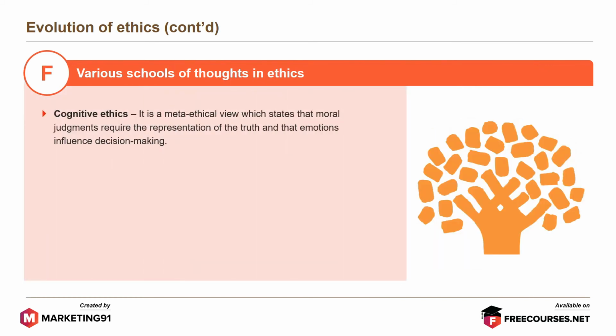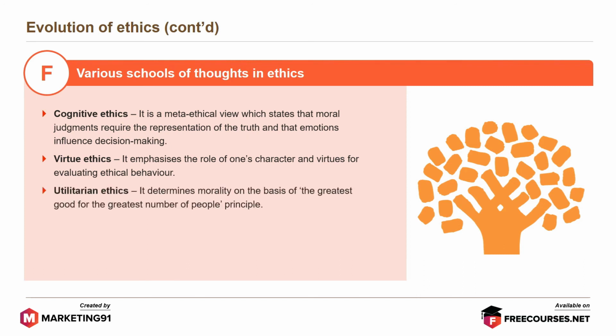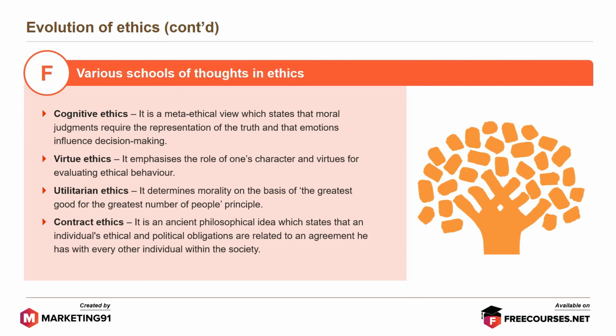Cognitive ethics. It is a meta-ethical view which states that moral judgments require the representation of the truth and that emotions influence decision-making. Virtue ethics. It emphasizes the role of one's character and virtues for evaluating ethical behavior. Utilitarian ethics. It determines morality on the basis of the greatest good for the greatest number of people principle. Contract ethics. It is an ancient philosophical idea which states that an individual's ethical and political obligations are related to an agreement he has with every other individual within the society. And lastly, moral ethics. It is a culture-dependent approach to ethical behavior.